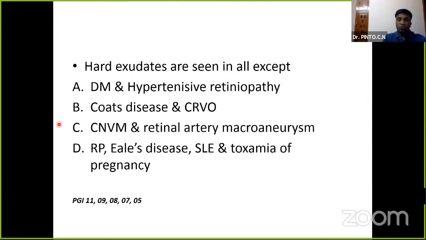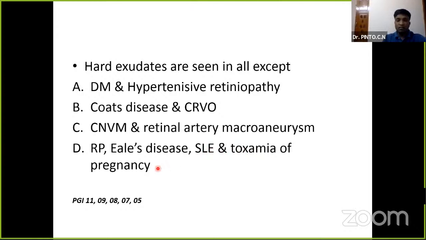Retinitis pigmentosa, you don't see anything. It's a dystrophy. Eales disease, I told you last time, these are the vasculitis. The blood vessels will get sclerosed, especially the veins are involved. Phlebitis, the peripheral veins are involved. So the peripheral retinal veins are involved. That will cause a phlebitis that results in new vessel formation. SLE again, it's a vasculitis.